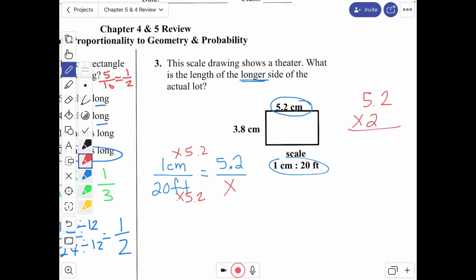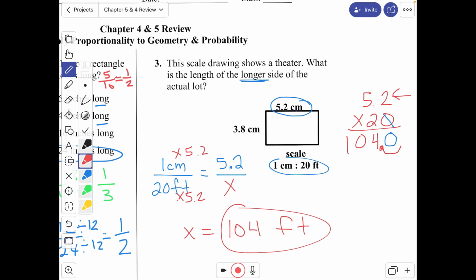5.2 times 20. And when you multiply by a number ending in 0, we just put a 0 down and we're done with that. Then we want to multiply by the 2. 2 times 2 is 4. 2 times 5 is 10. We have 1 decimal space in the problem, so I want to move it 1 decimal space in the answer. That makes 104. So X equals 104 feet. When you enter it, you can just put 104 feet.